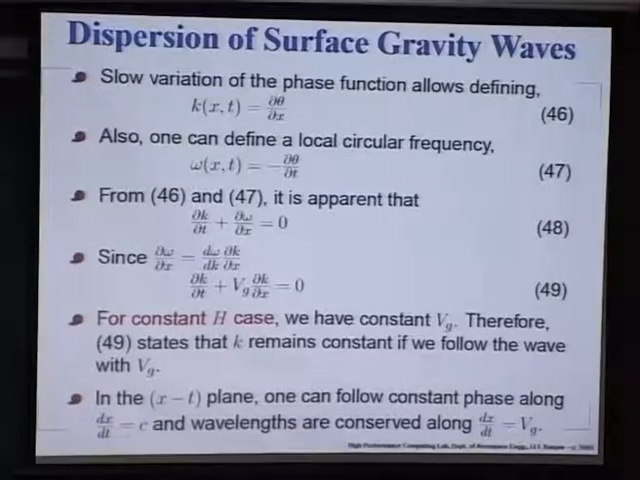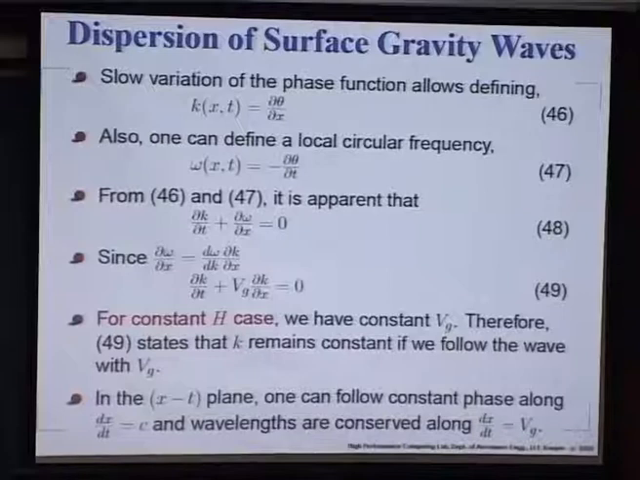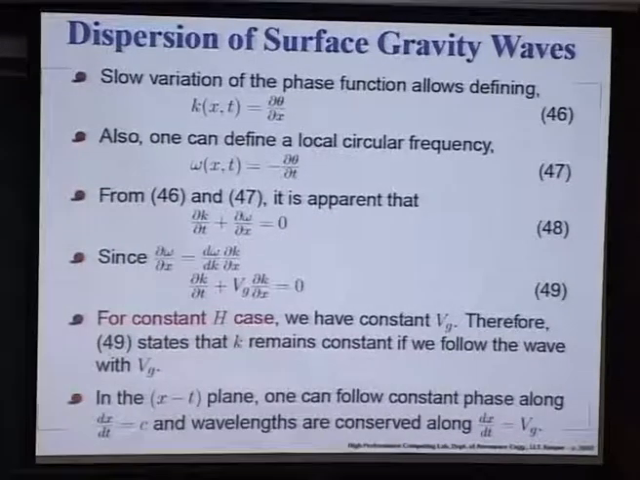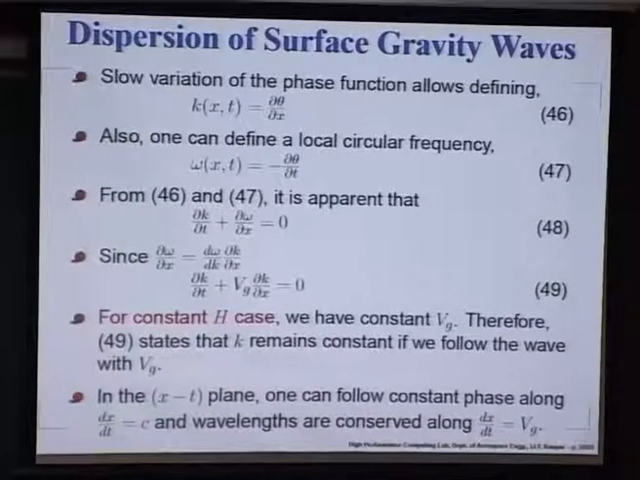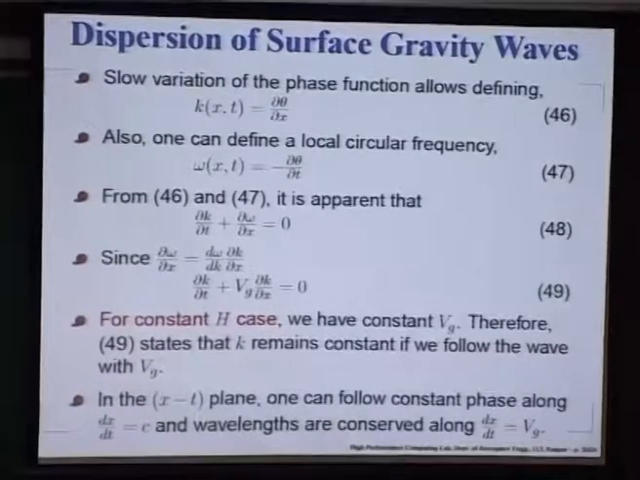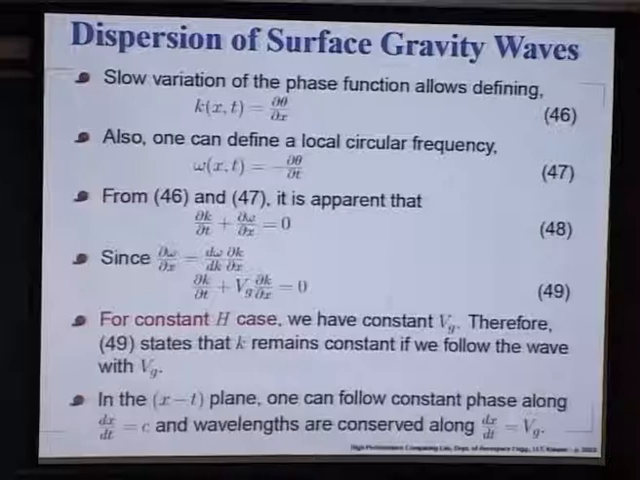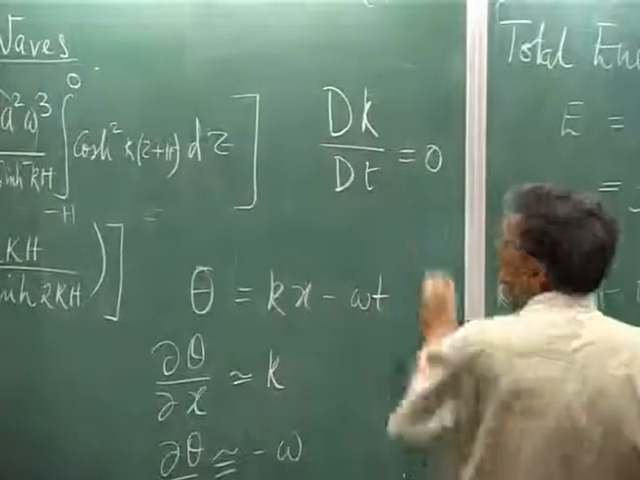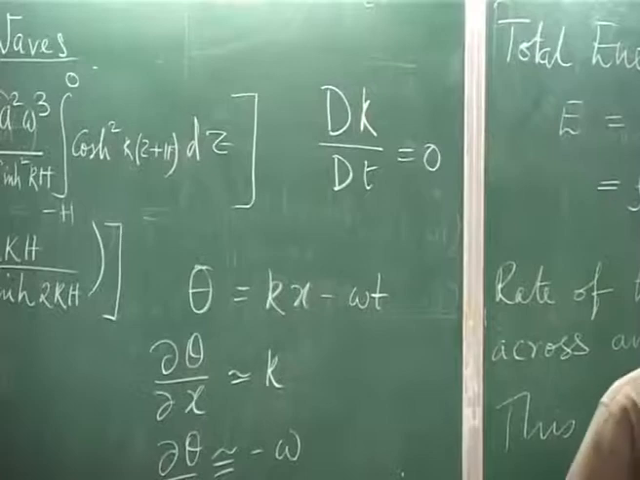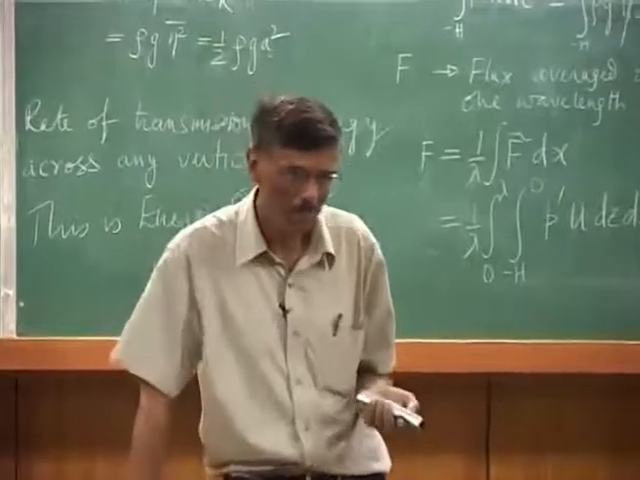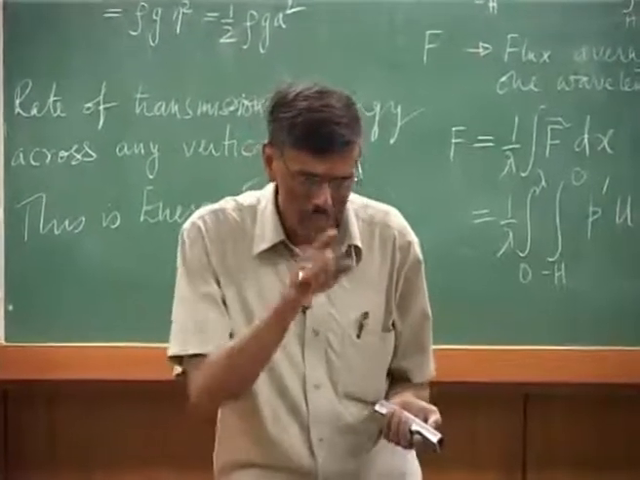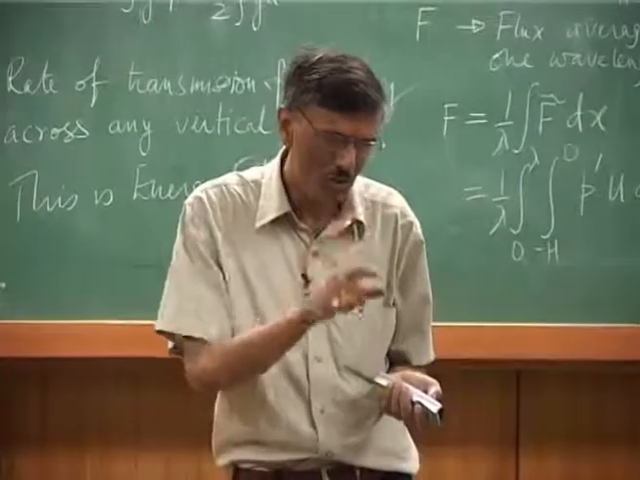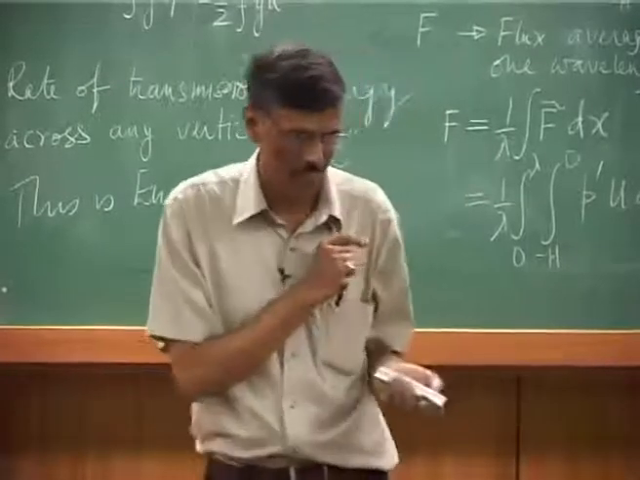So, if we are going at the speed V g, then we would always be looking at the same k, because this is nothing but the total derivative, d dt of k. So, this tells us that if we decide to track the same value of k, then we should be fixing our gauge, and the gauge should move at V g, right.